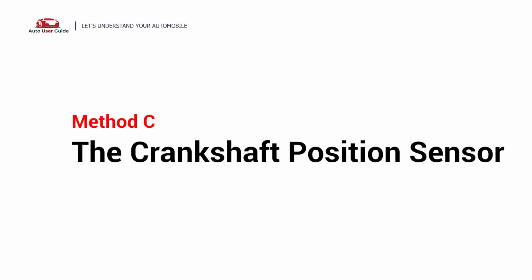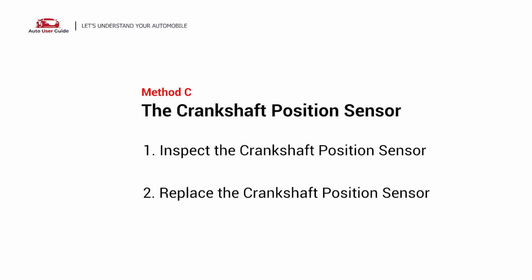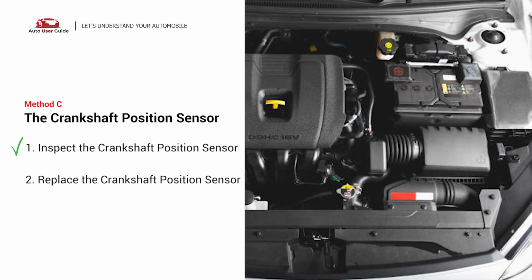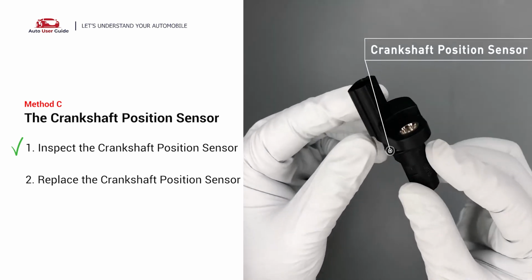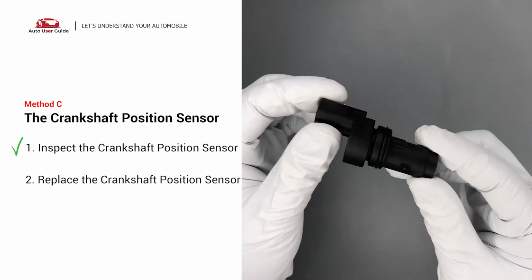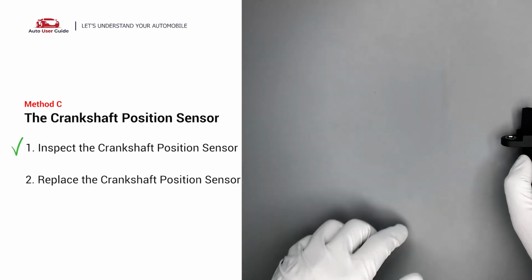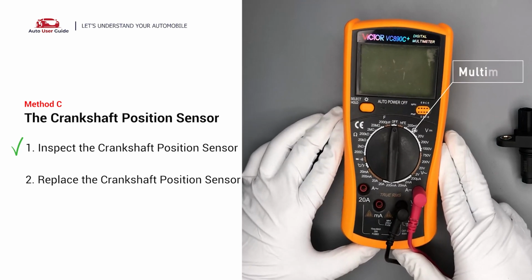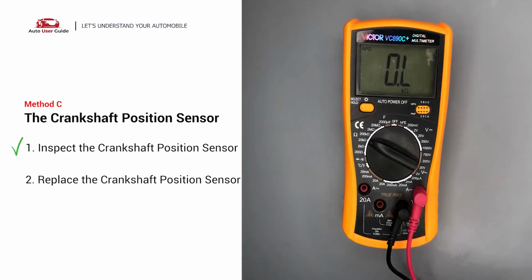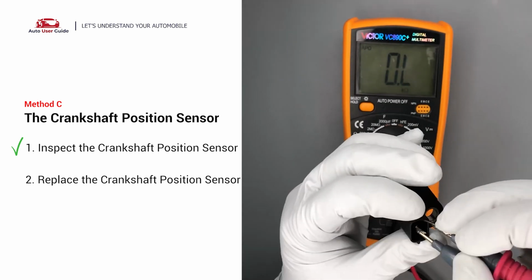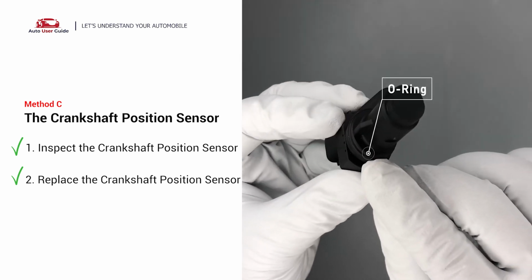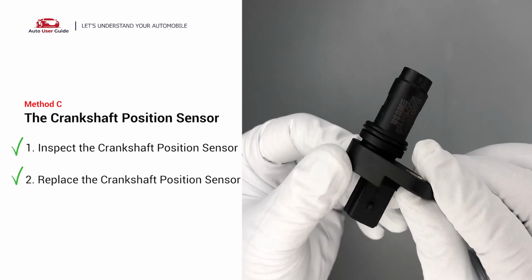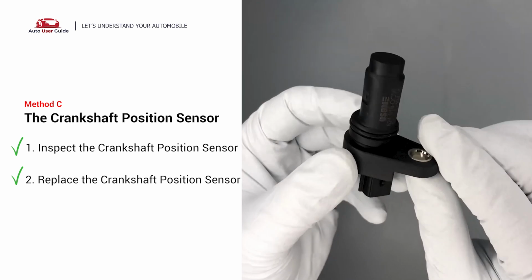Method C, the crankshaft position sensor. The crankshaft sensor is typically located at the front underside of the engine, often mounted to the timing cover. Start by carefully removing the crankshaft position sensor from the vehicle. Inspect it visually to ensure it hasn't been affected by leaks from other engine components. Next, use a multimeter to perform a resistance test on the sensor. If there is no reading, this indicates the sensor is defective and requires replacement. Additionally, check that the O-ring from the sensor hasn't fallen into its mounting hole. Finally, install a new crankshaft position sensor in its place.